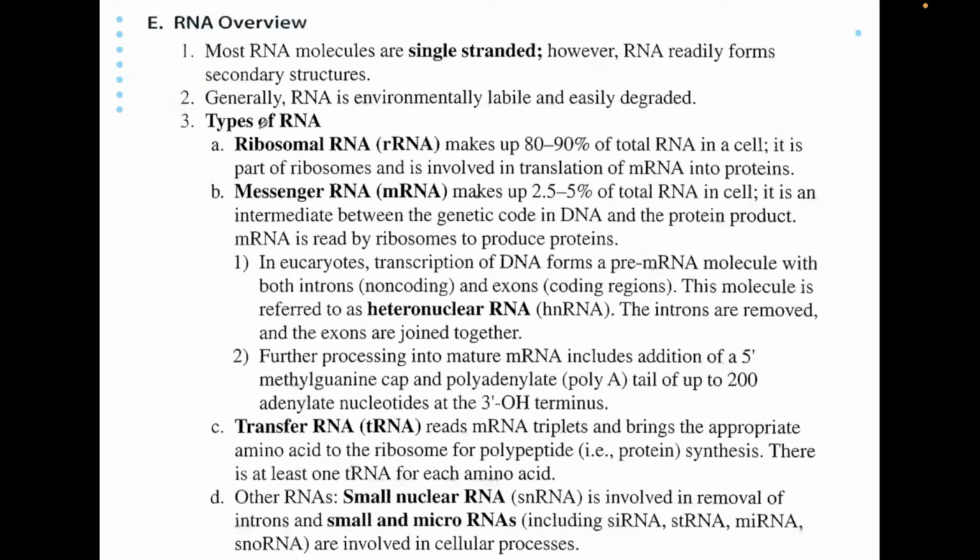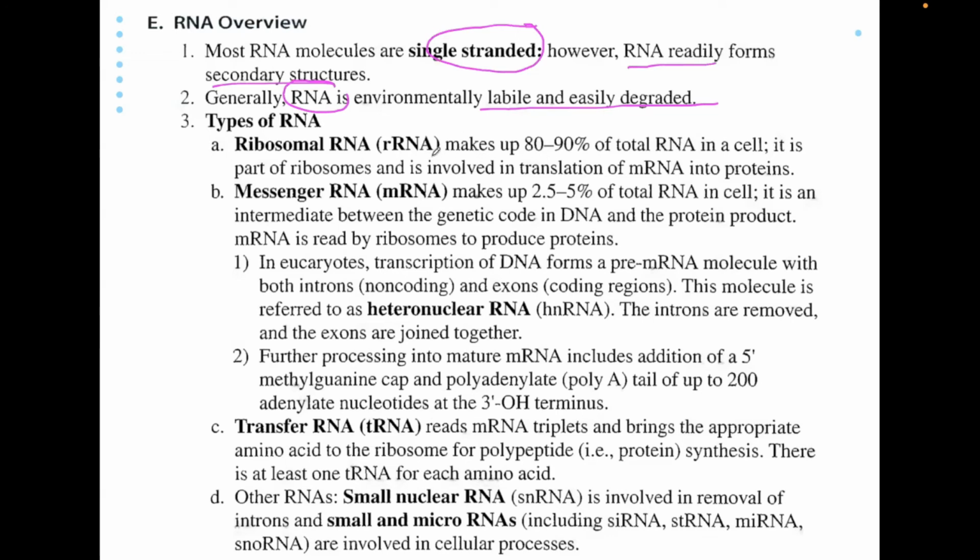Next, for the RNA overview, most RNA molecules are single-stranded. Again, most RNA molecules are single-stranded. However, RNA readily forms secondary structure. So generally, RNA is environmentally labile and easily degraded. So the types of RNA include your rRNA or your ribosomal RNA, your mRNA or messenger RNA, and tRNA or your transfer RNA, and we have other types of RNA. So let us discuss each and every one of the RNA.